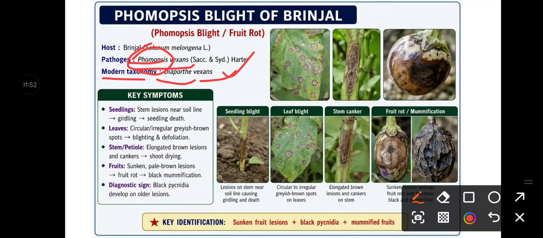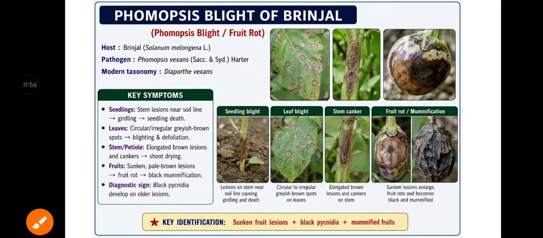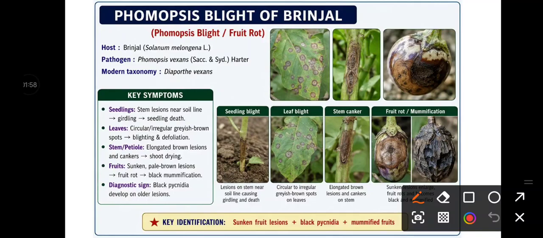So this is the sexual stage. Okay, remember this is very important. The pathogen causing Phomopsis blight of brinjal is Phomopsis vexans, and as per the modern taxonomy, its sexual stage is Diaporthe vexans. Then about the key symptoms produced by the Phomopsis blight of brinjal.